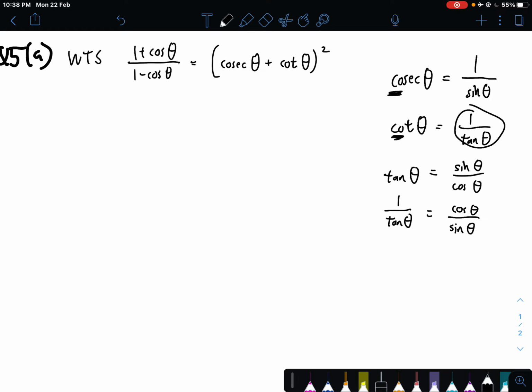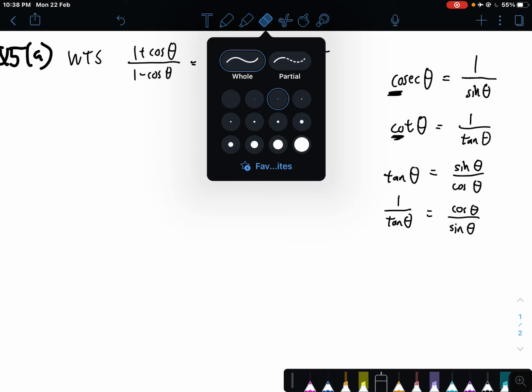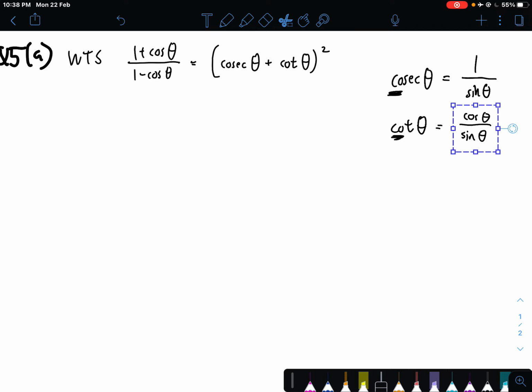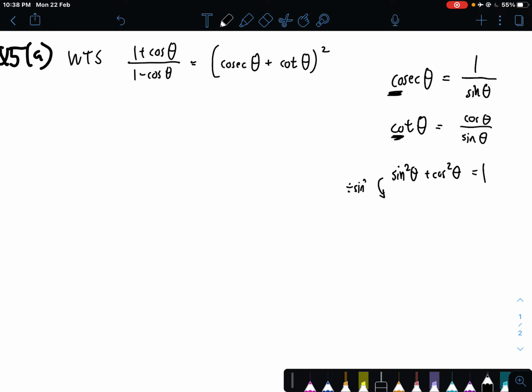That's all I'm gonna do. To save some space, I'm just going to replace this cotangent theta with cos theta over sine theta straight away. A few other identities you should keep at the back of your mind: sine square theta plus cosine square theta is equal to 1. That's your Pythagorean identity. Then you can divide throughout by sine square, and what will you get?